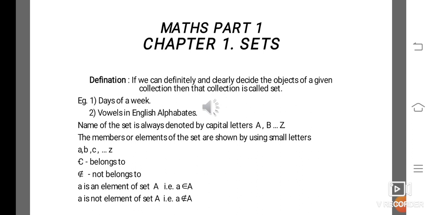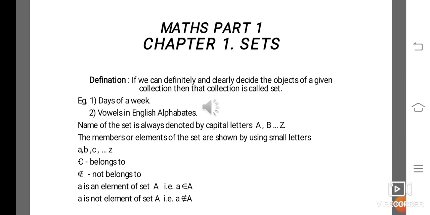We start Maths Part 1, Chapter number 1, Sets. Definition. If we can definitely and clearly decide the objects of a given collection, then that collection is called a set. For example, days of a week, because we can clearly define days of the week as Sunday, Monday up to Saturday. Vowels in English alphabets.